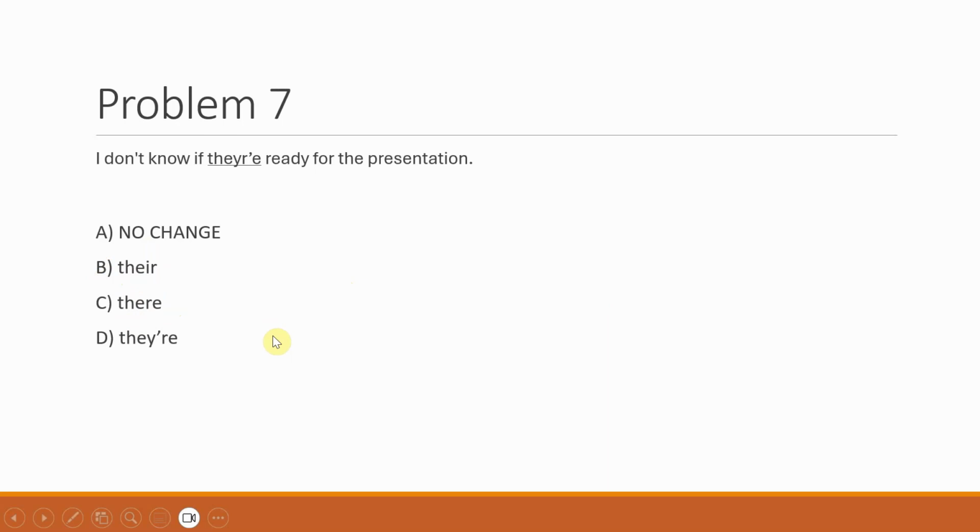Going now to problem 7. The answer on this one is D. We don't have possession here. What we're looking for is the contraction for they are. I don't know if they're ready for the presentation. So in this case, the difference between no change and D is where that apostrophe is. Remember, with a contraction, the apostrophe goes where the missing letters are. I'm missing the A in they are. That then means I need the apostrophe between the Y and the R. Like this, not like this.